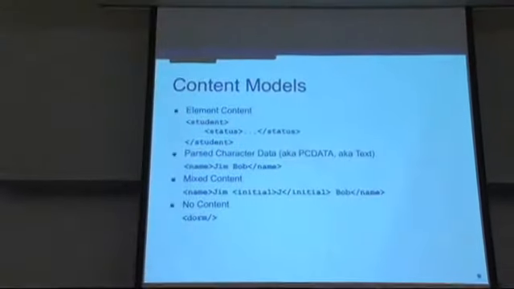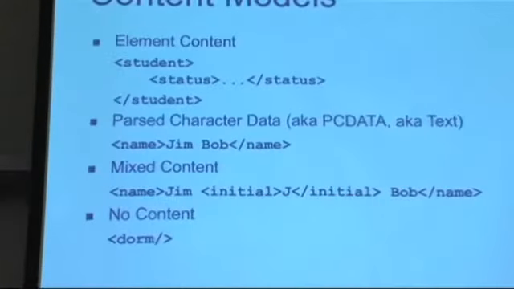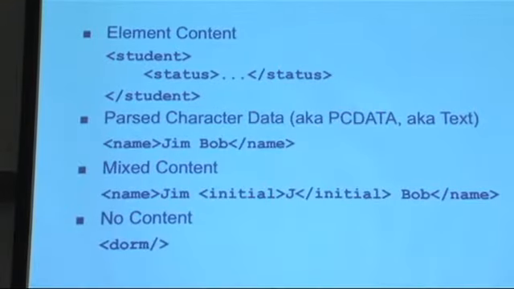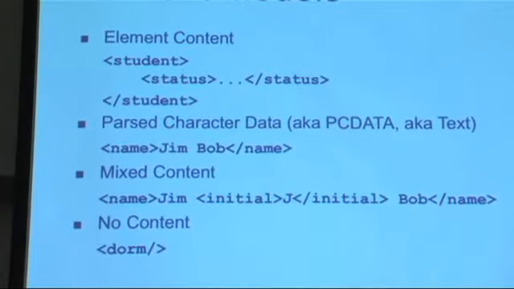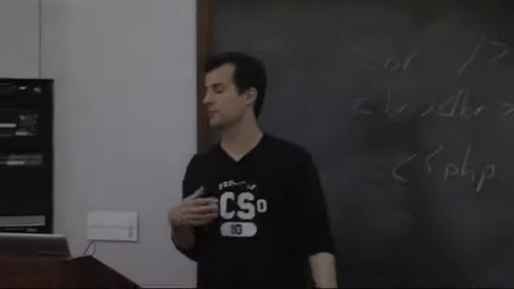So you can also have parsed character data, or PC data. This is just text. So text that does not contain crazy characters like open brackets or ampersands. It's just some piece of text like the name Jim Bob. You can have mixed content, where you actually commingle elements with text and with other element children. So this is a bit of a contrived example here, Jim J. Bob, where I've semantically tagged his middle initial. We can come up with cleaner ways of doing this, using a first name element and a last name.